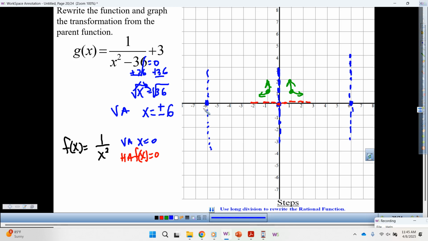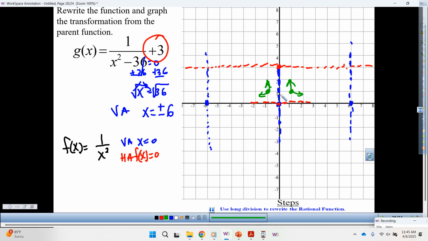All right. And let's see. What is my HA? My HA is 3, or we move it up 3. So 1, 2, 3. So what you guys notice is that we split up the VA into 2 now. Is that correct?